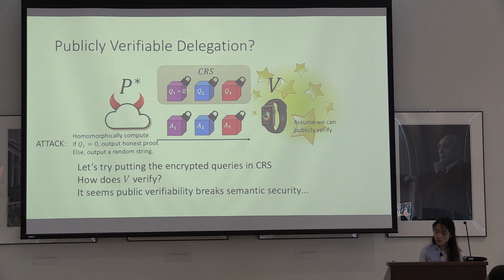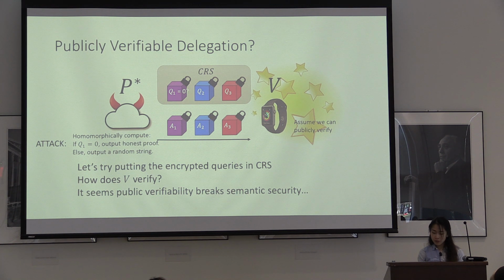And now the attack that we could have is that the prover could homomorphically compute the following predicate. If the first query is 0, then I'll put the honest proof. Otherwise, I'll put a random string, right? So he'll compute all of this under the encryption. And if the query is 0, he'll be accepted. And if the query is not 0, he'll be rejected. And so it seems like because he could use the public verification algorithm himself, he can learn whether the first query is 0 or not. So it seems like you can't have public verifiability and a semantically secure encryption scheme being used here.